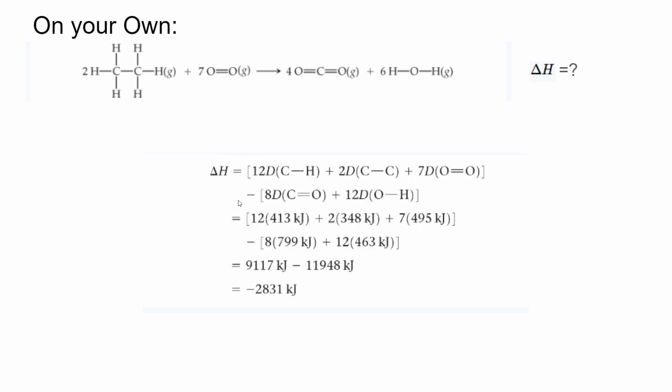you will eventually add them all up, and you'll get 9,117 kilojoules minus 11,948 kilojoules for a total of negative 2,831 kilojoules. So in this scenario, that's its enthalpy of reaction, and it'll be an exothermic reaction.